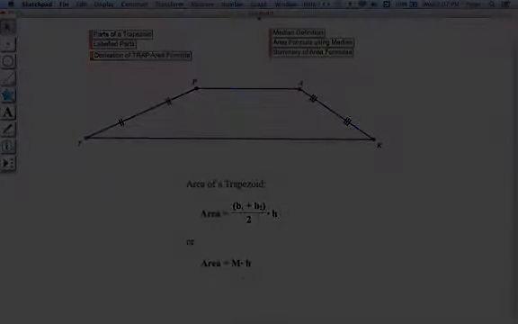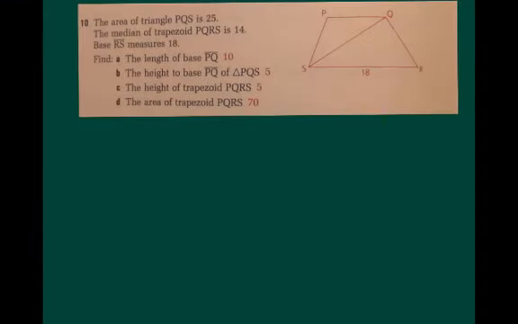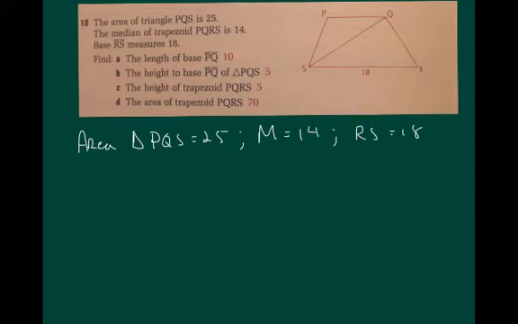Okay, number 10 on page 526 can be a tricky problem. Take a minute and look at the given information. In order to find PQ, I'm going to use the fact that the median equals 14, and that equals PQ plus 18, which is the other base, divided by 2, which means, solving for PQ, equals 10. And that's our answer to part A.